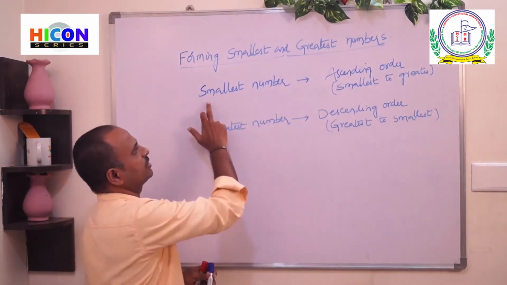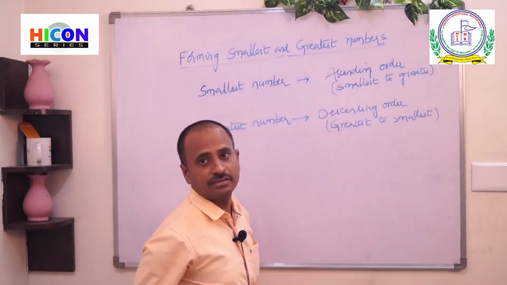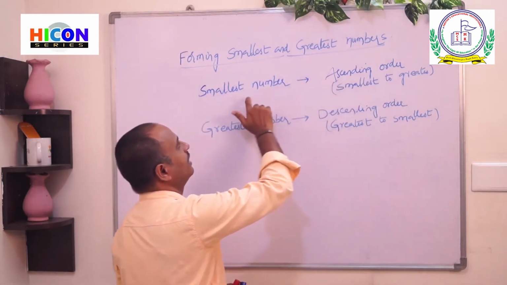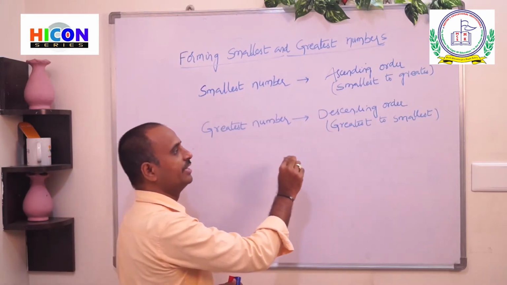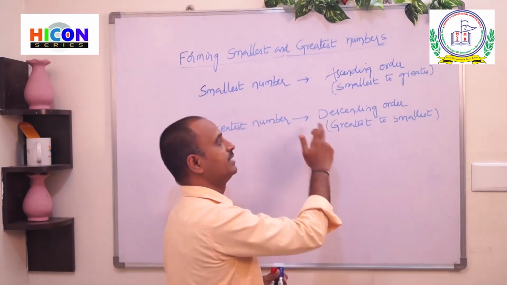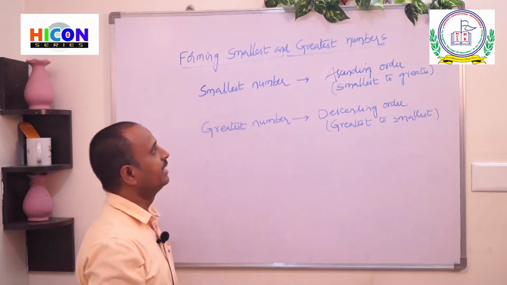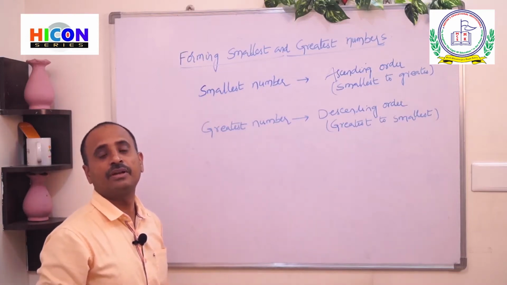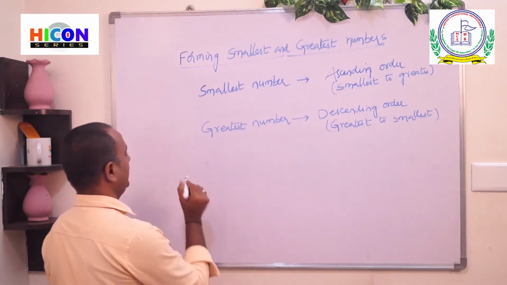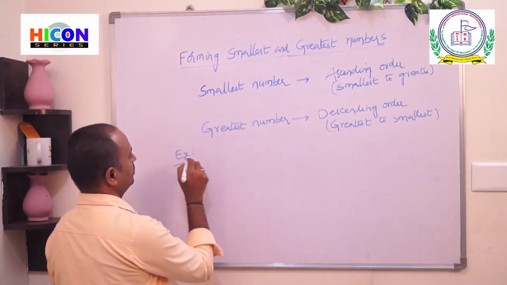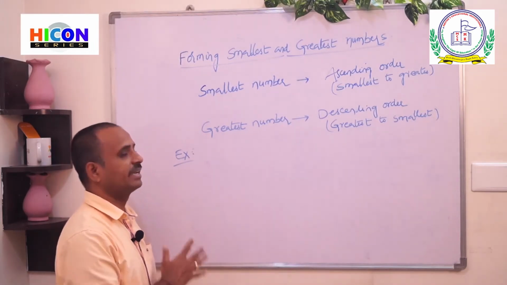So children, the smallest number can be obtained if we arrange the given digits from smallest to greatest. That is, in ascending order. And the greatest number can be obtained if we arrange the given digits from greatest to smallest, that means in descending order. So these are the 2 points you have to remember. Then we can easily form the greatest and smallest number with the given digits. Let us see an example, so we can understand how to write the greatest number and smallest number.